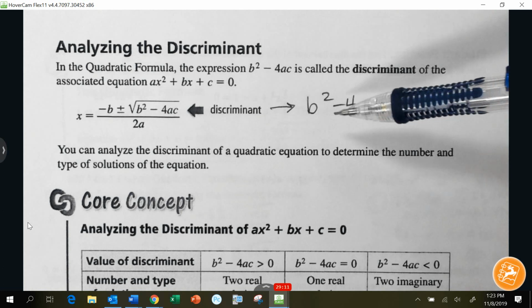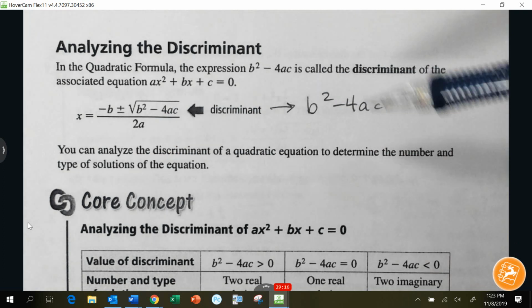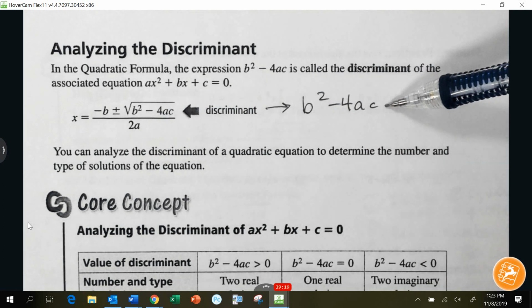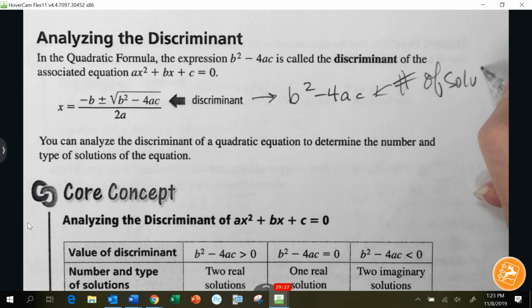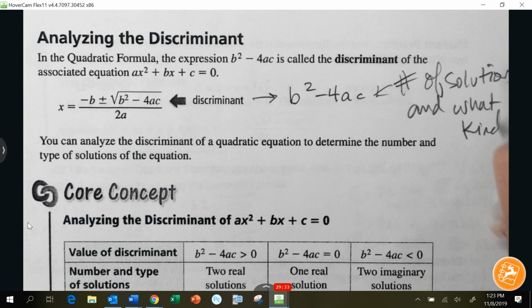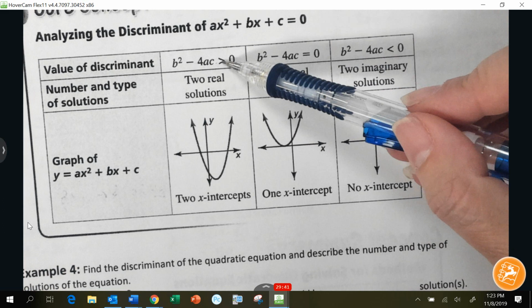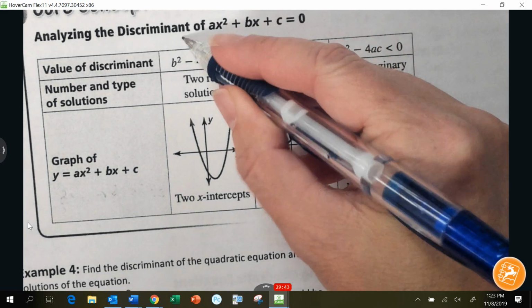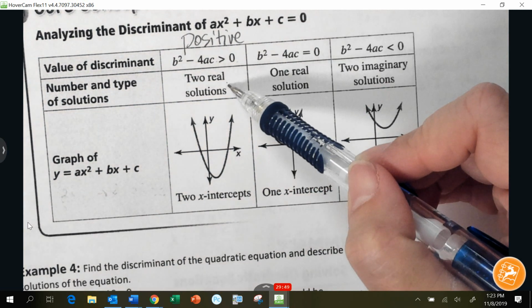So what happens when you look at b squared minus 4ac before you even finish the whole quadratic formula is that it tells you the number of solutions and what kind they will be. Down here there's a chart that says if b squared minus 4ac is greater than 0, that means it is positive, you will have 2 real solutions.